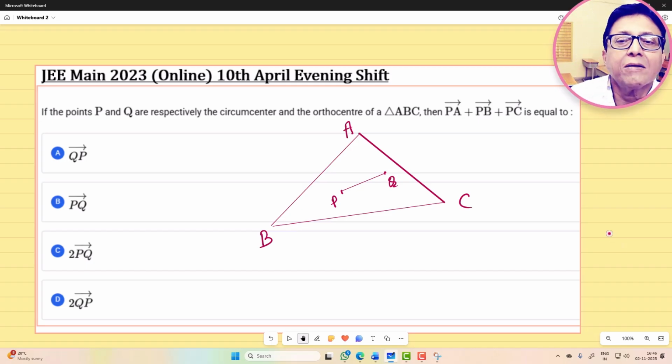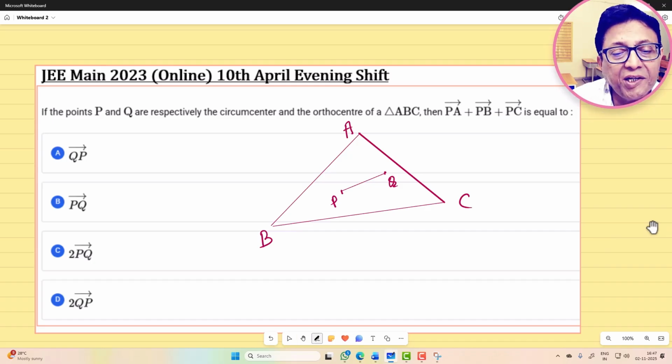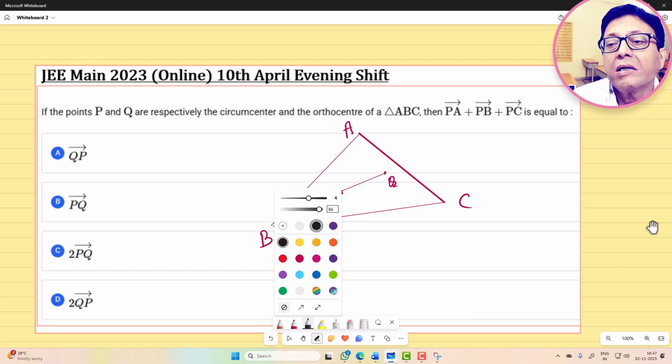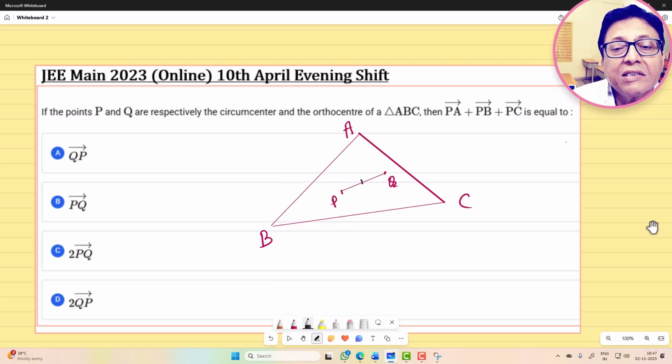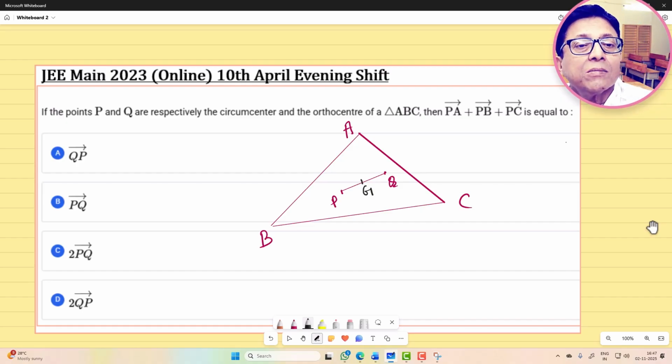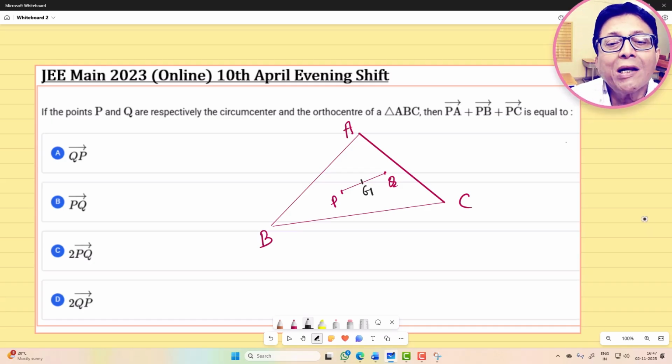We can, but it is better to remember one very important relation from geometry. When there is a centroid in addition to the circumcenter and orthocenter, then this point G will divide PQ in the ratio what? You either know that or you don't. If you don't know, try to remember it is 2:1.